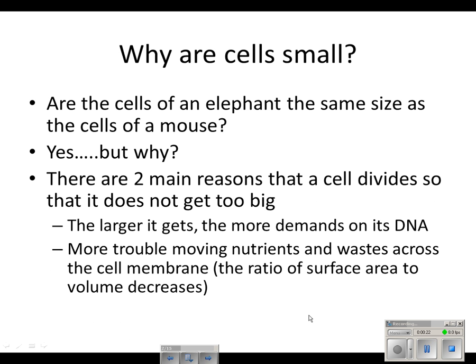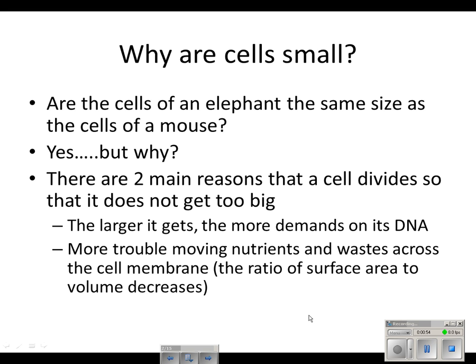There's two main reasons that a cell divides. So that it does not get too big, because the larger it gets, the more demands on its DNA. If we were to compare it to a town and think of a library, and there's a certain amount of books in the library, if the town grows, the population grows, there's still only that amount of books. The DNA doesn't, we don't get more of it because the cell's getting bigger. So to regulate everything in the cell, we would actually need more DNA as the cell gets bigger. So it needs to stay the same size.